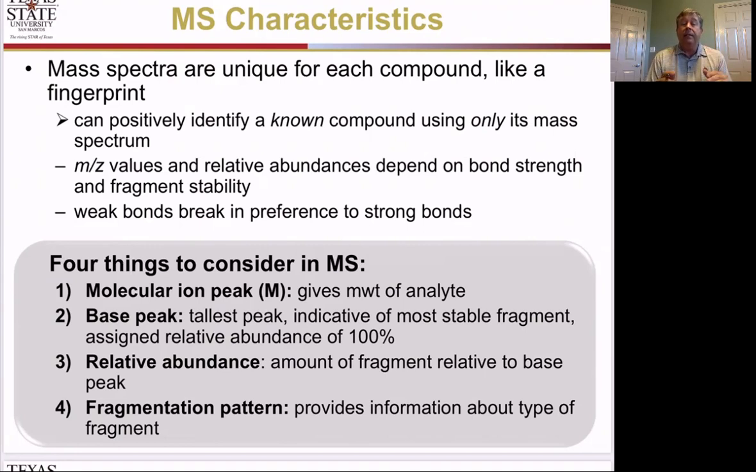Now, the last thing we look at is the fragmentation pattern. If you have a carbon chain, you're going to see a carbon and two hydrogens break off as you go down the chain. And so the fragmentation pattern you get tells you a lot about how the molecule is hooked together. All right, let's look at some other things associated with this.